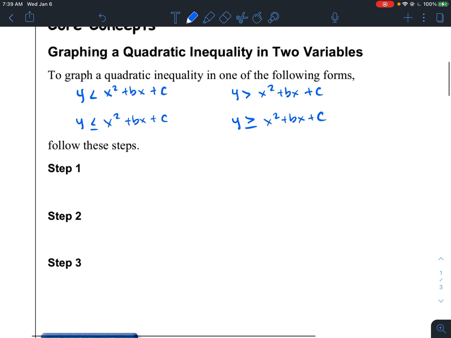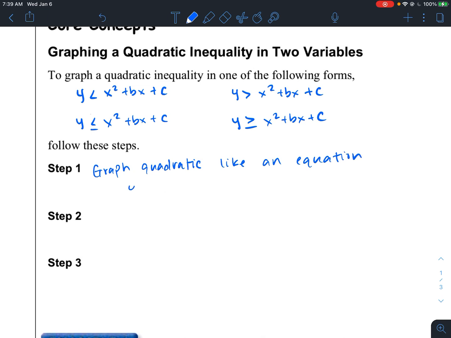So how to graph quadratic inequalities? Well, first of all would be to graph the quadratic like an equation. So for instance, y is equal to x squared plus bx plus c. And again, we spent all of Chapter 3 doing these exercises of graphing them. So graph it normally as you would.